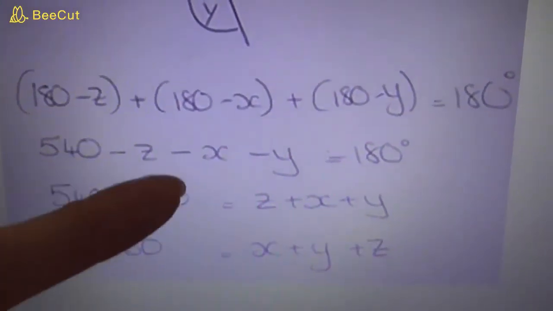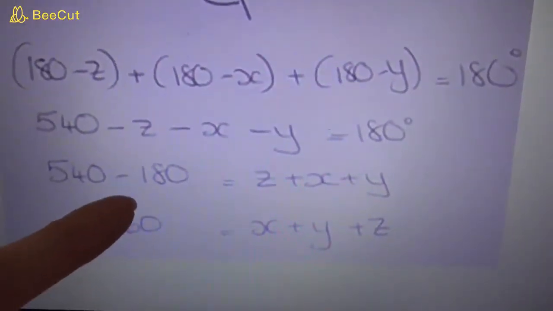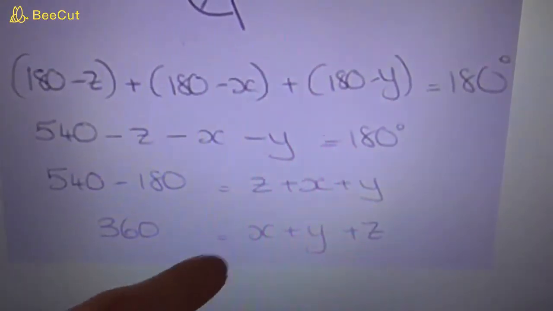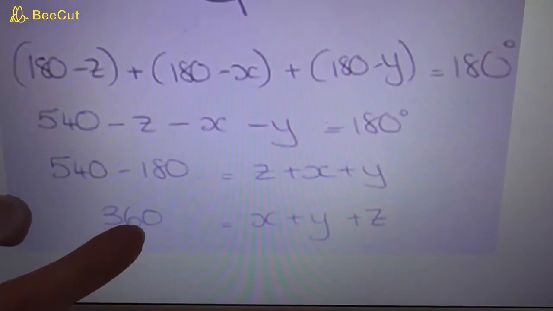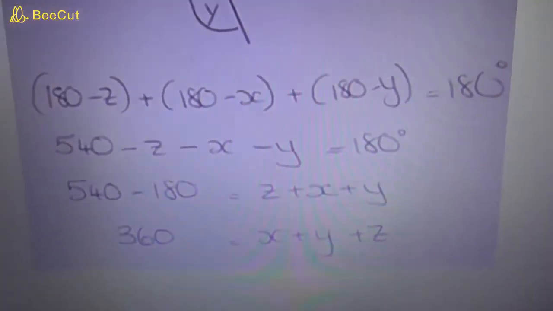I'm bringing the minus z minus x minus y over onto the other side, and I'm going to bring the 180 onto this side and subtract. So I end up with a positive z, a positive x, positive y is equal to 540 take 180 is 360. And that's what I was trying to prove. They said prove that x plus y plus z is equal to 360.